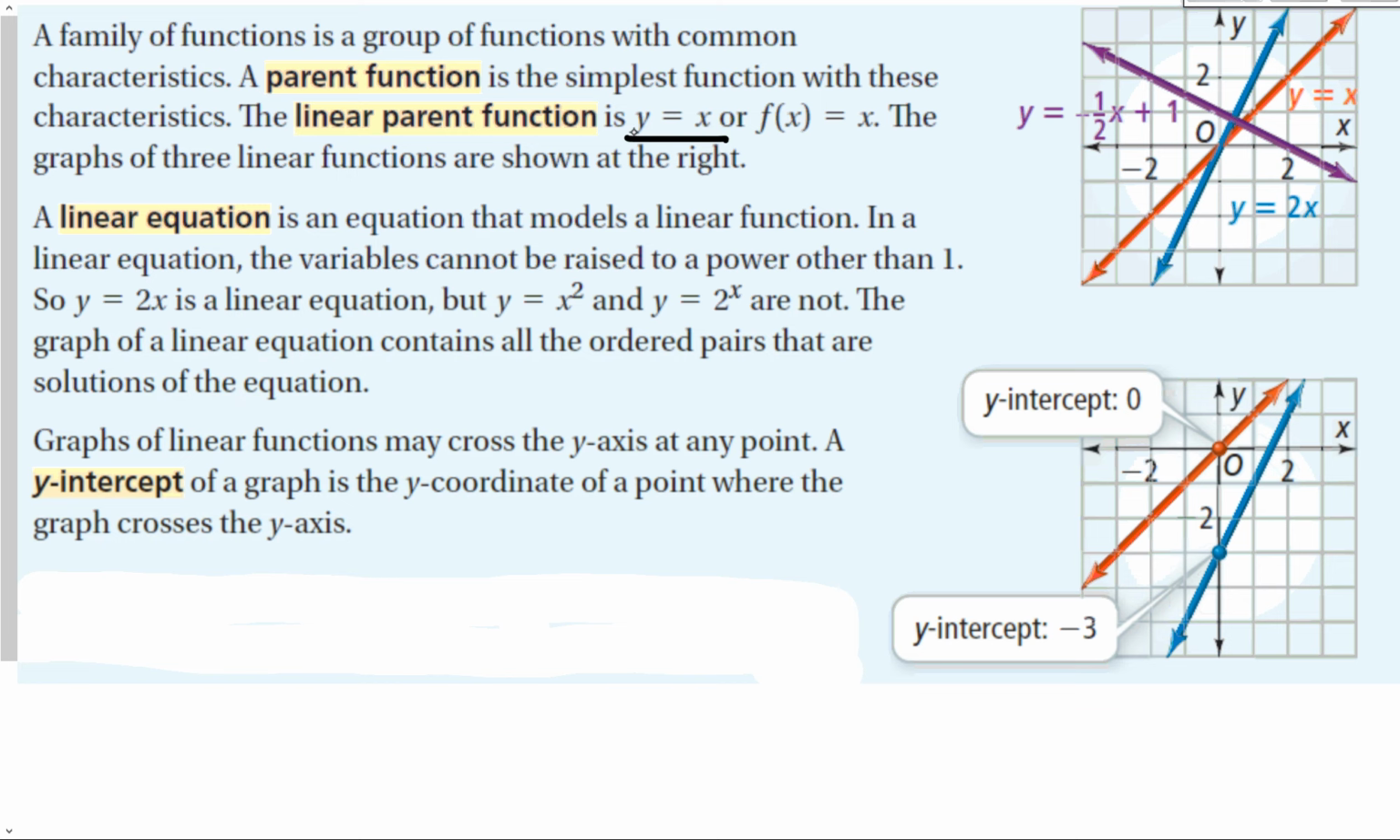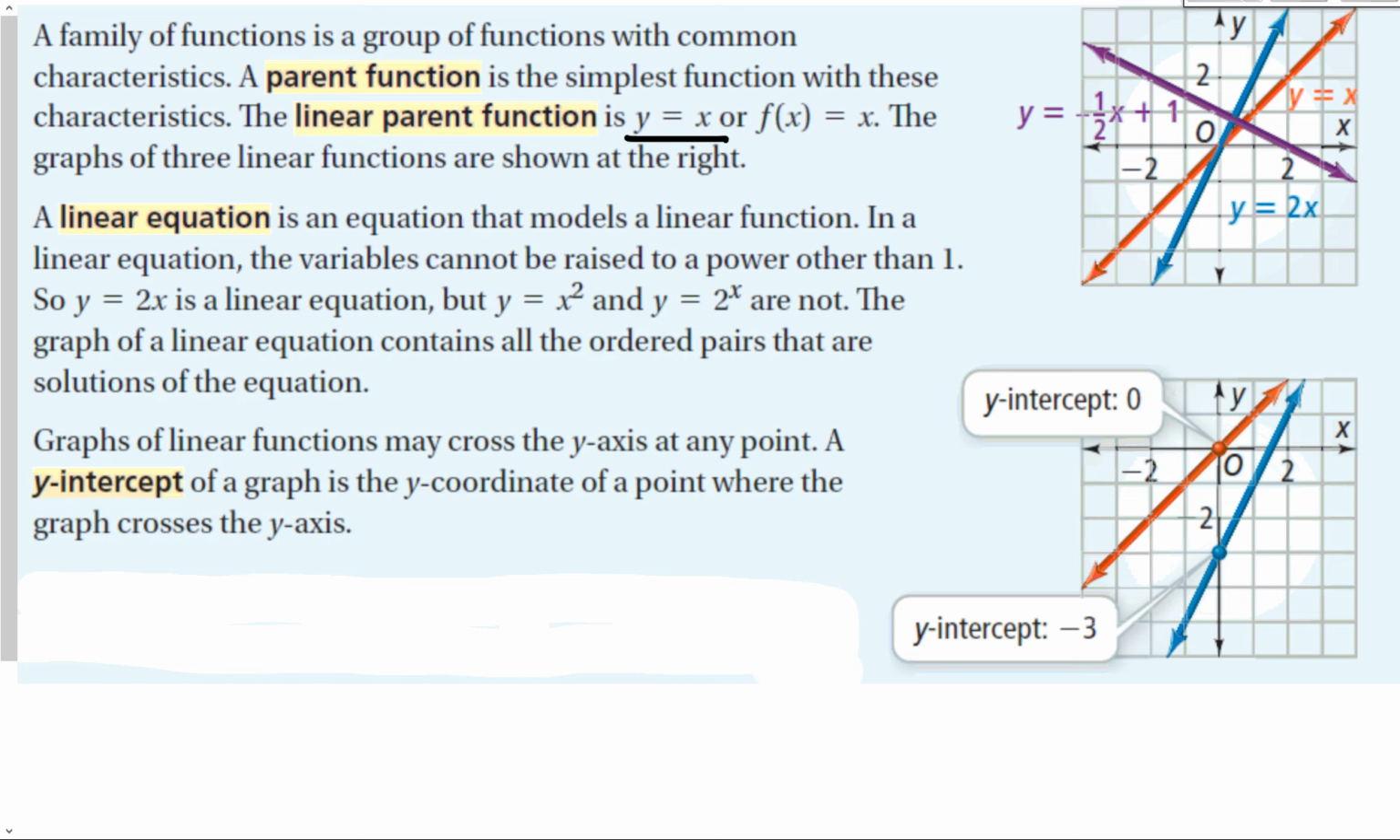So if I plug in 2, I get 2. Plug in 3, you get 3. Plug in 4, you get 4. Which would make a line like this one in red, going at a positive diagonal from left to right. Look at these other lines: y is equal to 2x and y is equal to negative 1/2 x plus 1. These are all linear equations, and different linear functions.